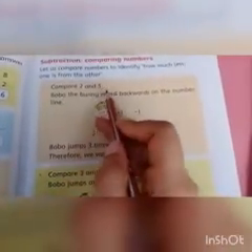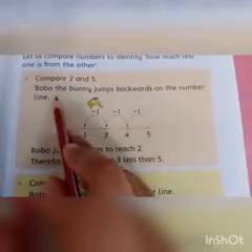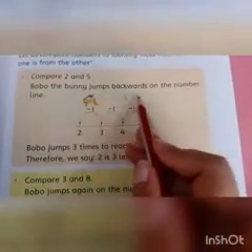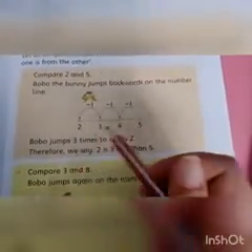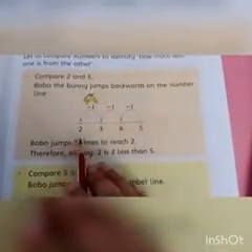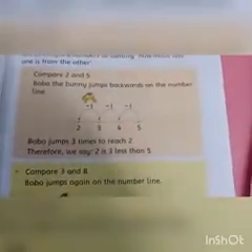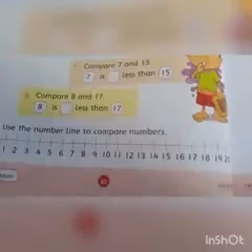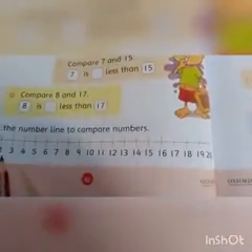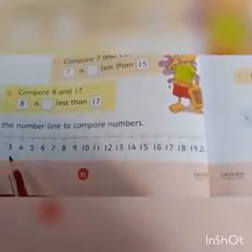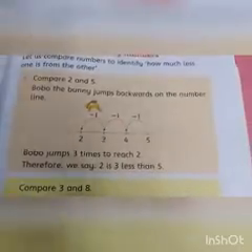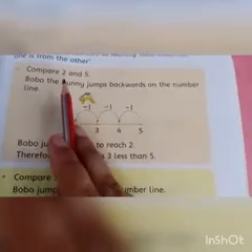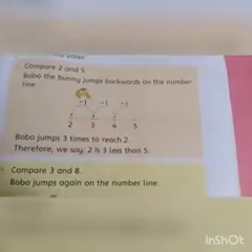Compare 2 and 5. Bobo, the bunny, jumps backward on the number line. Students, do you remember we use the number line to subtract the numbers? Let me show you. Number line. Students, we are going to use this number line to compare numbers. We are going to find out the difference between 2 and 5.